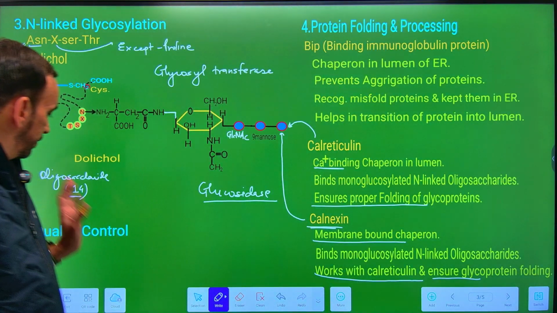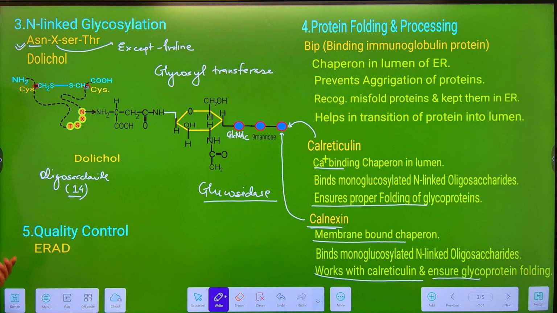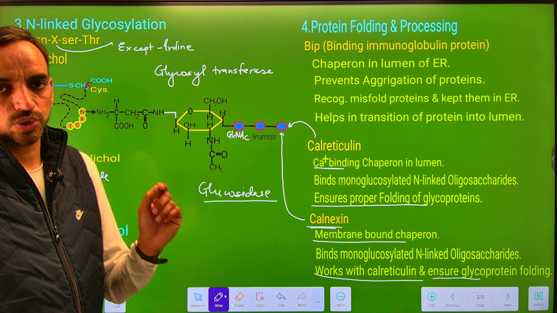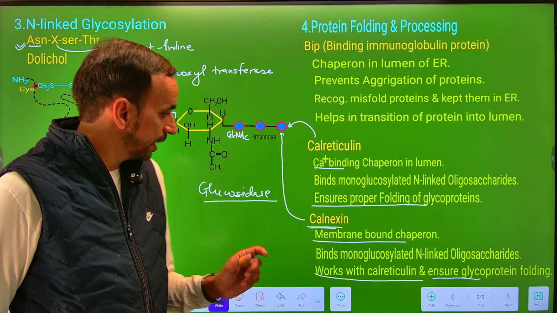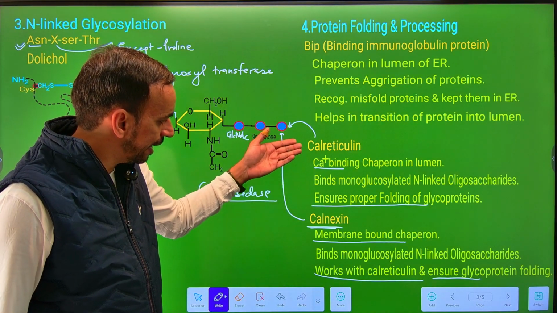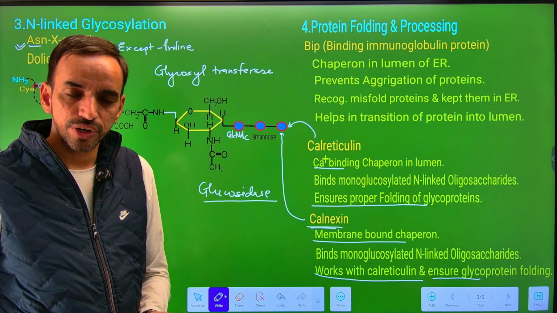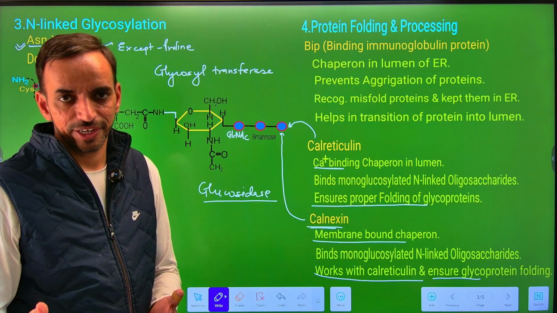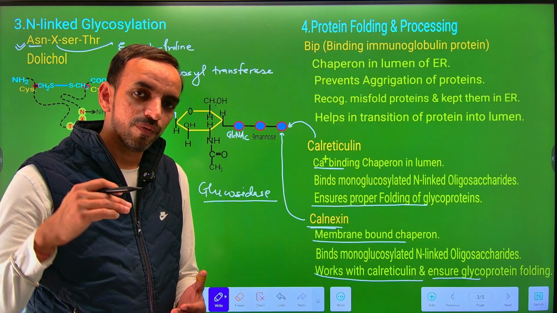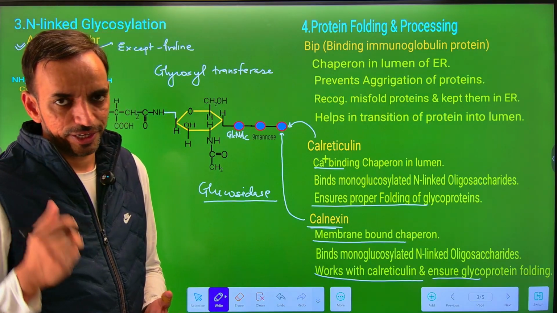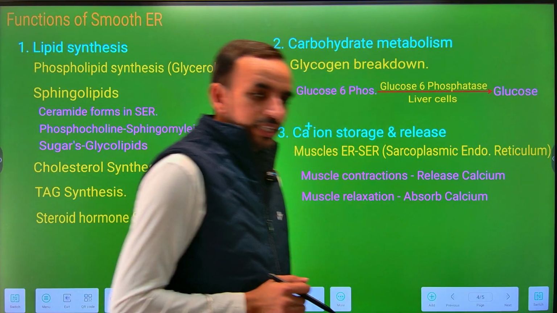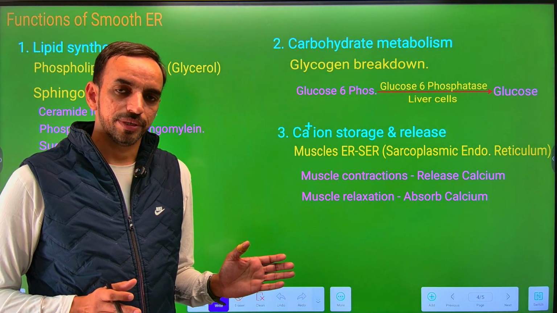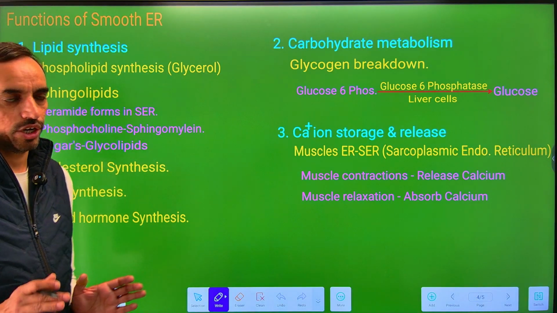So we can say that the rough endoplasmic reticulum is also involved in the process of quality control, that is the ERAD, the endoplasmic reticulum associated degradation of proteins. And in this process, calreticulin and calnexin play an important role in the process of misfolded protein degradation. So these are the functions of rough endoplasmic reticulum. Now we will move towards the smooth endoplasmic reticulum.